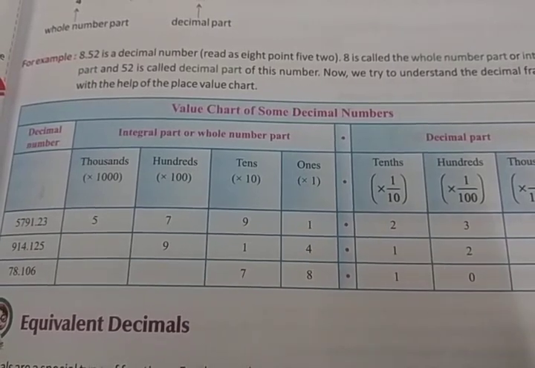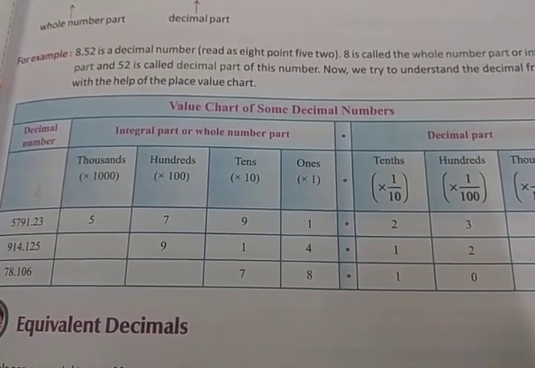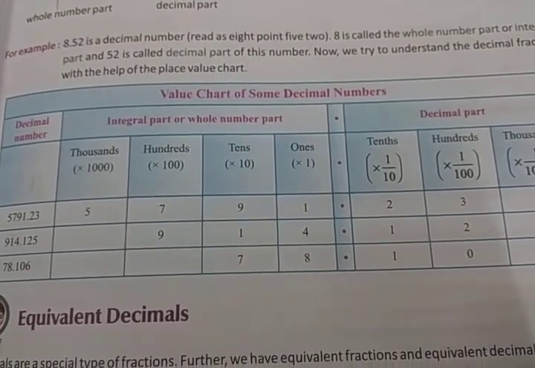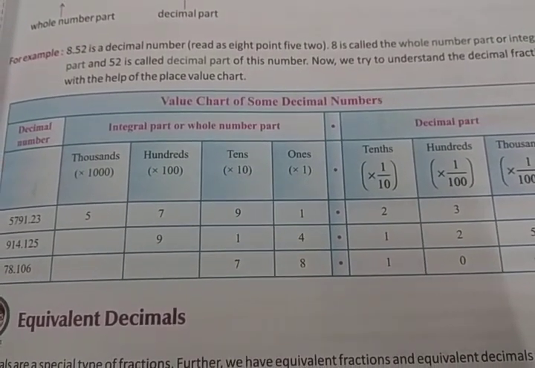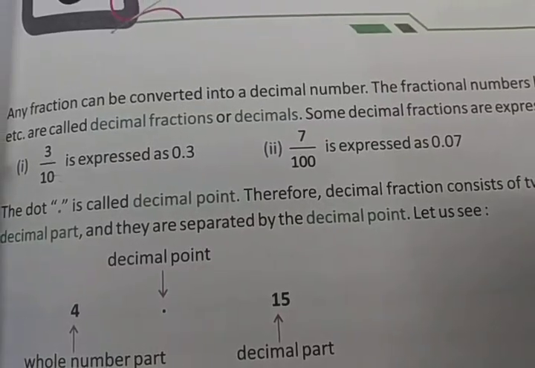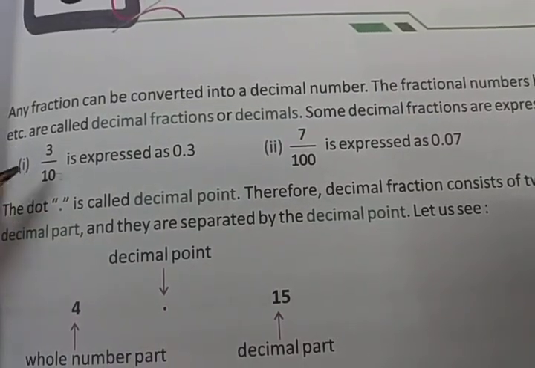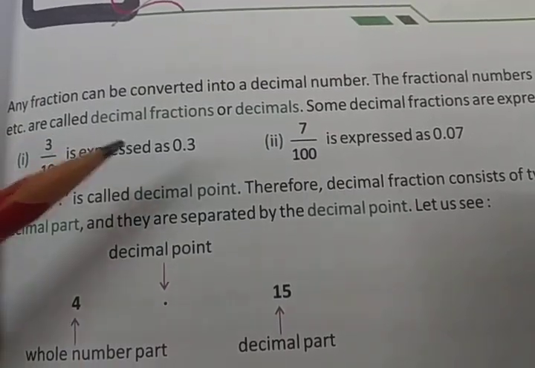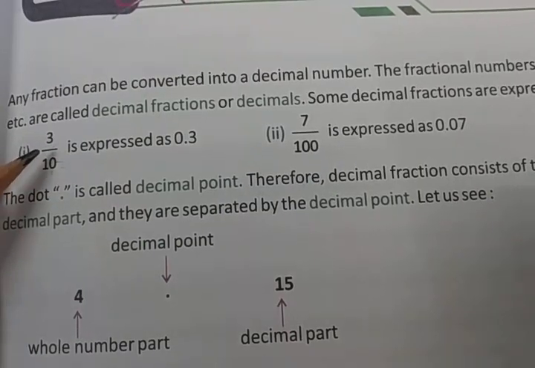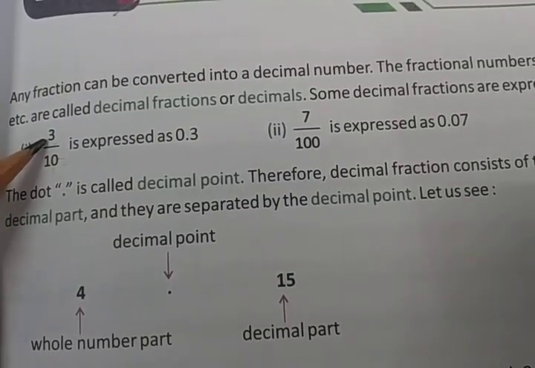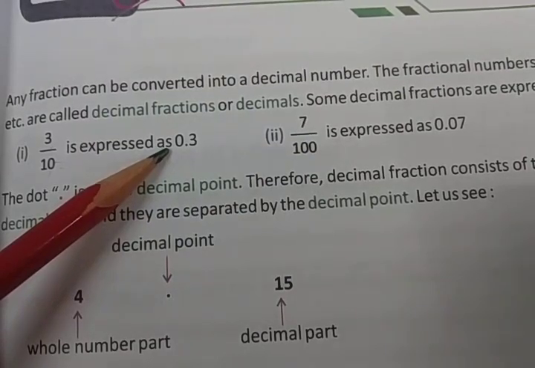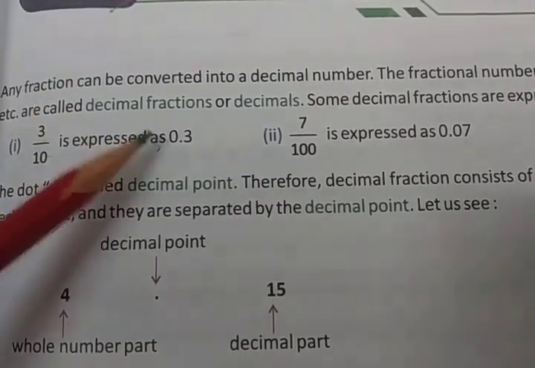Why is a separate name given there, decimal fractions? Because the denominators are 10, 100 and 1000, which can be directly converted. Here you can see 3 by 10. I can directly change it into a decimal only if 10 is there. So place the decimal point after one digit, that is after the ones place. So you will get directly the decimal from the fraction.